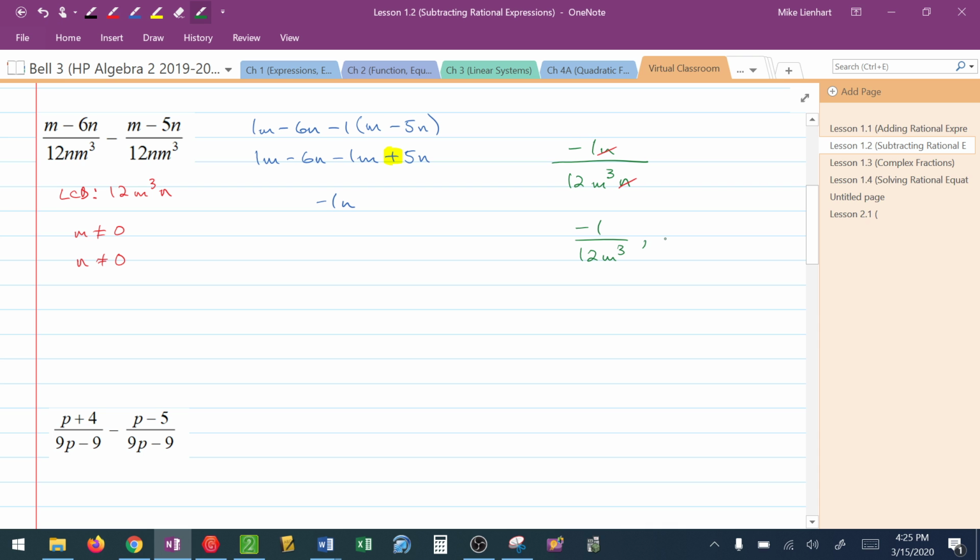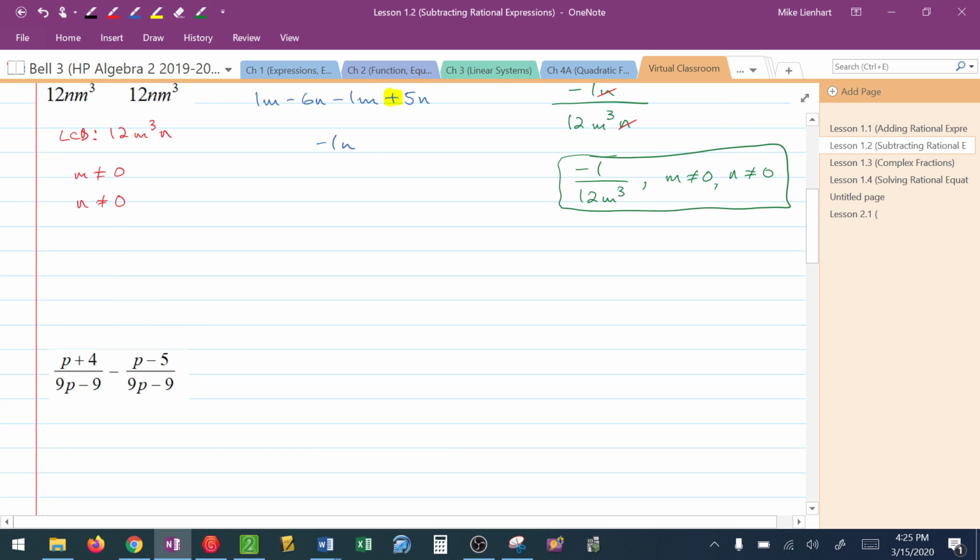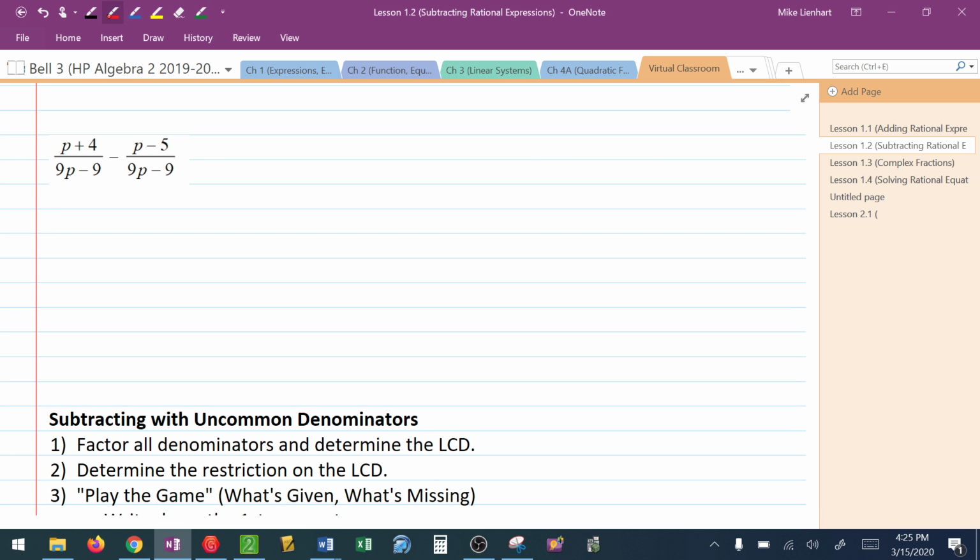But remember, we still have the restrictions that m cannot equal 0. And yes, n cannot equal 0. Even though it canceled out, we still include it as part of the restriction. All right, so take a look at this next one here. I again have a common denominator, but I notice that both of these denominators can be factored to 9 times p minus 1. And that leads me to my LCD of 9 times p minus 1. All right, that gives me a restriction that p cannot equal 1.